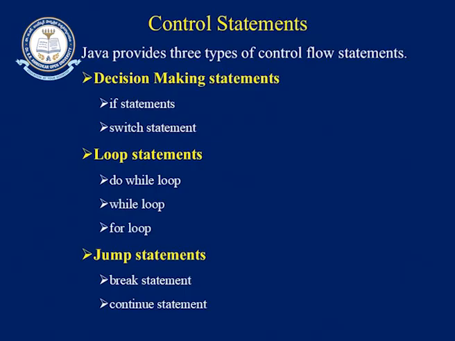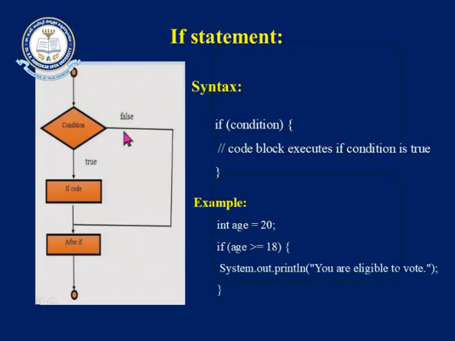In Java, control statements are of three types. One is decision making statements, which covers the if statement and switch statement. The second is loop statements, which has while, do while and for loop. And finally we have jump statements, where we see the break statement and continue statement. We will look at each statement one by one. So let's start with decision making statements, and let's start with the if statement.